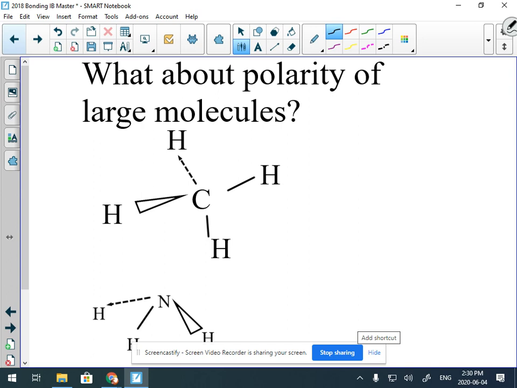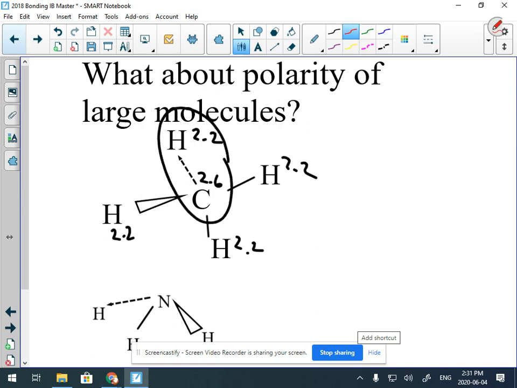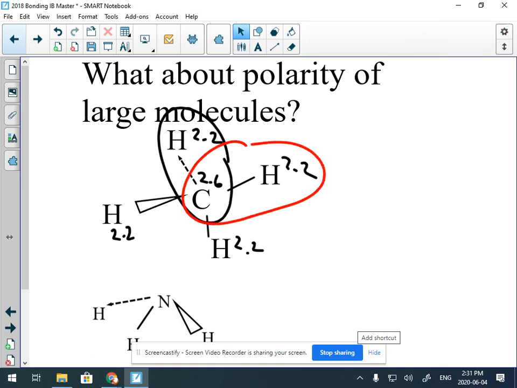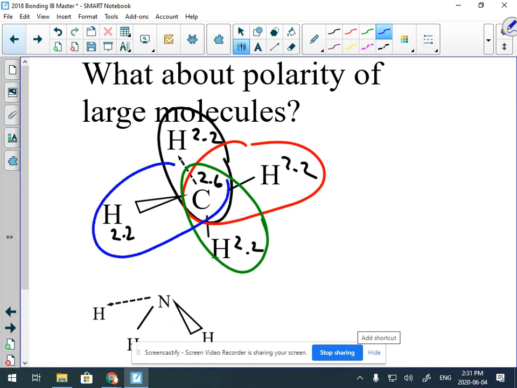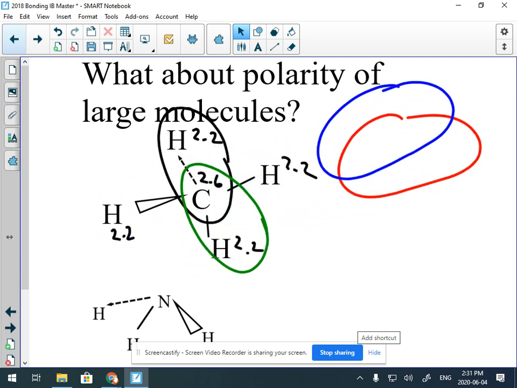I love this. This is a really fun part of chemistry for me in university. So carbon's 2.6, hydrogen is 2.2, right? Okay. So each of these bonds, this bond, this bond, this bond, and this bond are all polar. But there's a trick to it. So I'm going to get rid of all of these little line things. Okay.